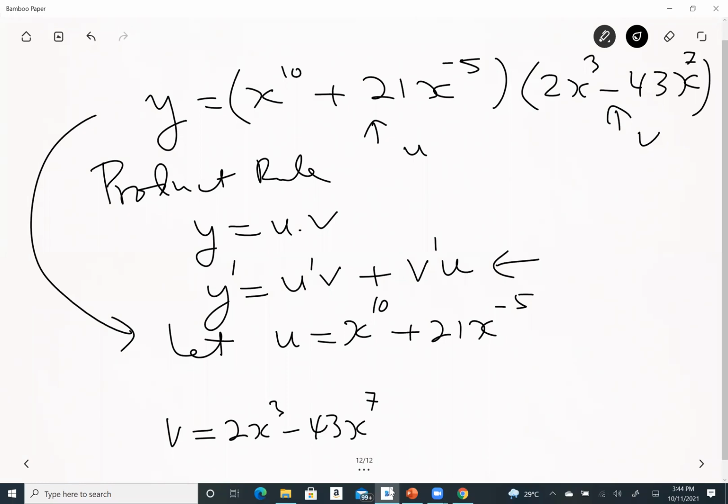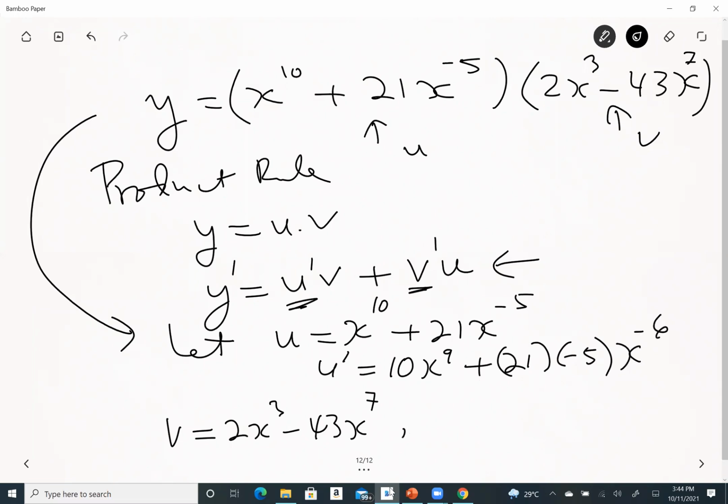So what do we get? We need the u prime and also the v prime. So what is u prime? U prime is 10x to the power of 9 plus 21 multiplied by -5 x to the power of -6. So that is u prime. And then v prime, what is it? 6x squared minus 43 times 7x to the power of 6.